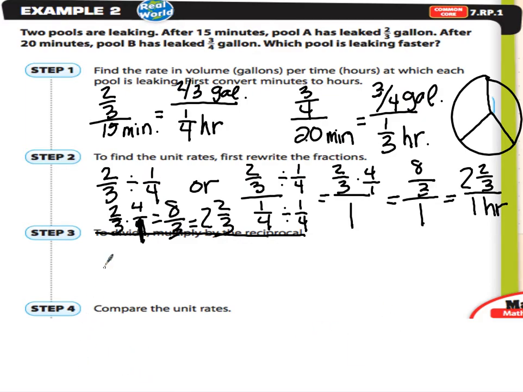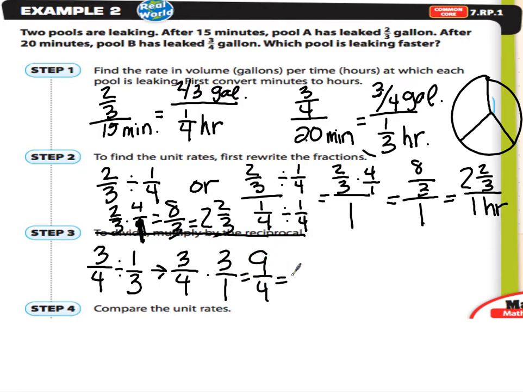So for pool B, it was 3/4 divided by 1/3, okay, because you're taking your rate right here, you're changing it to a division problem, so keep, change, flip, which changes to 9/4, which equals 2 1/4 gallons per hour.